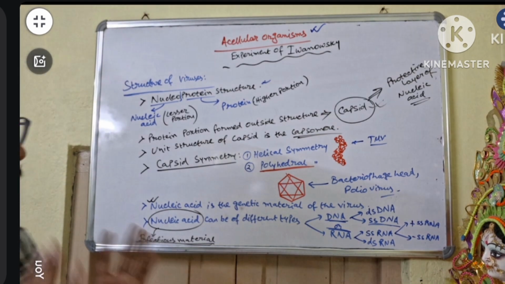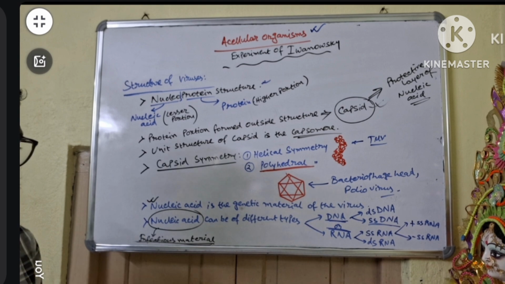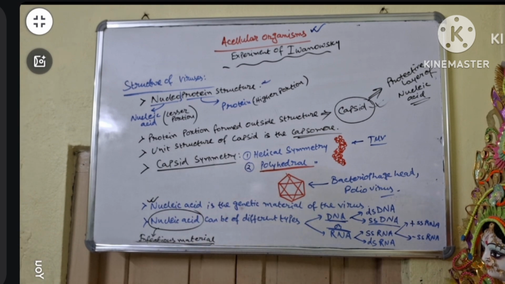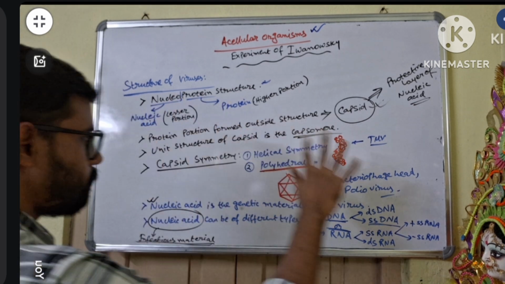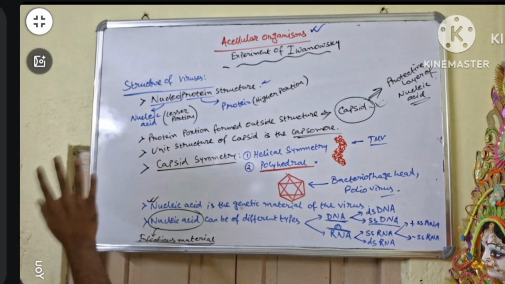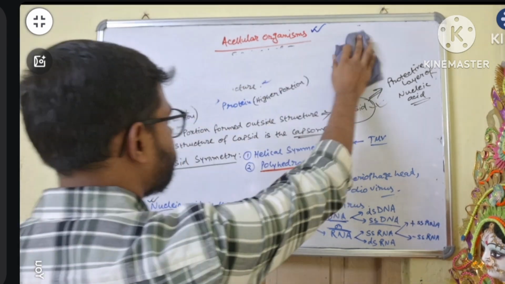Understood? Point clear? Structure and function of the two portions. Yes, sir. So the overall properties and basic structure of the virus are done, and the next acellular organism on the list here is the viroid.